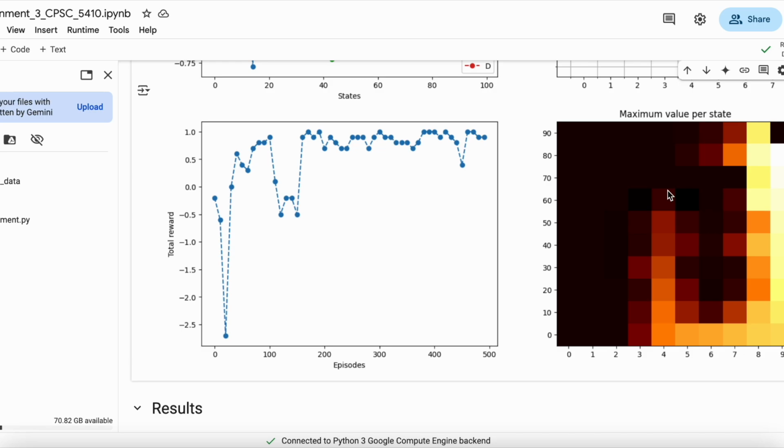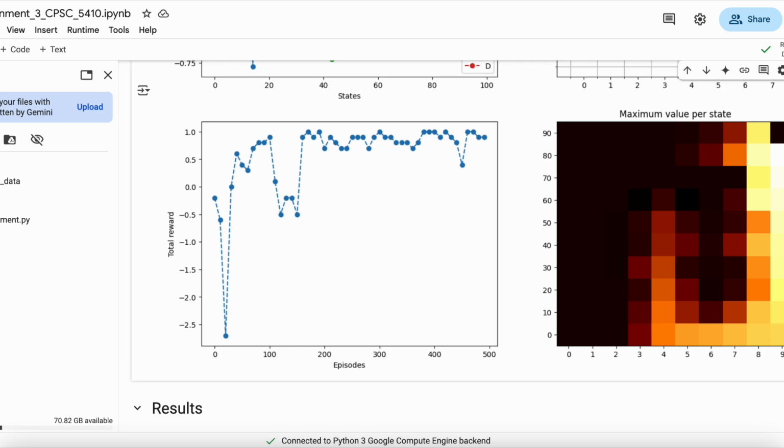And as you can see, based on this scale right here, the lighter color stands for a higher value, while the darker color stands for a lower value. Okay, great, but what does that show? Well, basically, this bottom right graph shows the maximum learned values for each possible state in the environment.